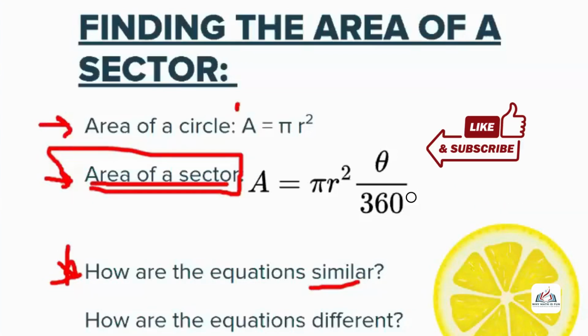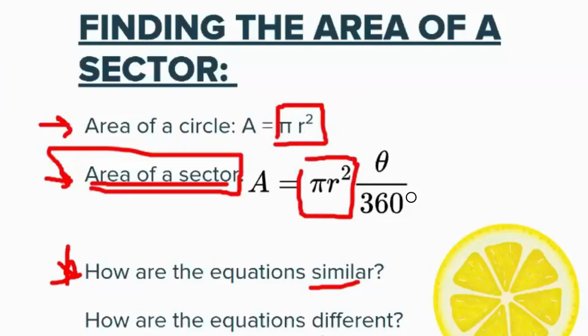Both of them have pi r squared. So how are they different? Well, we see here the area of the sector has this little portion right here. And what does that represent?